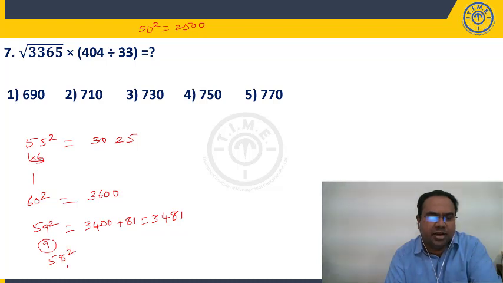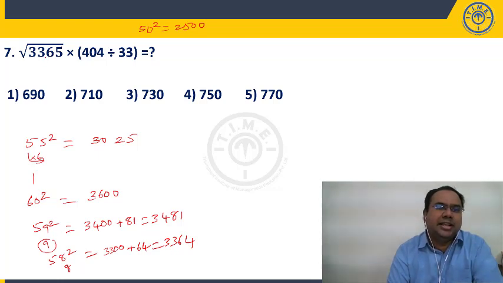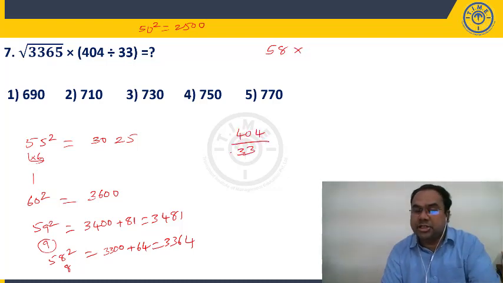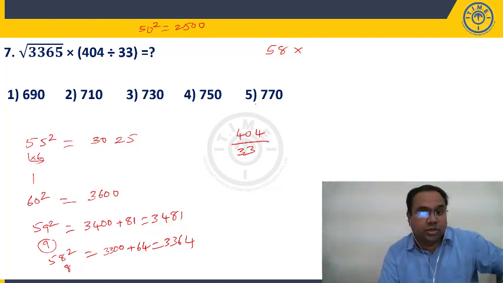I'll try 58 square. So 2500 plus 8, 3300 plus 8 square is 64. We are getting 3364. We are given 3365. So the root we can approximately take as 58 into how much is 404 by 33. This question's options are very close. You have to be careful with these types of questions in the exam.